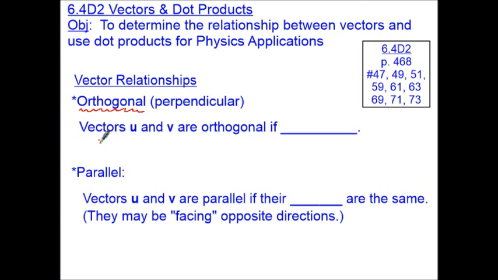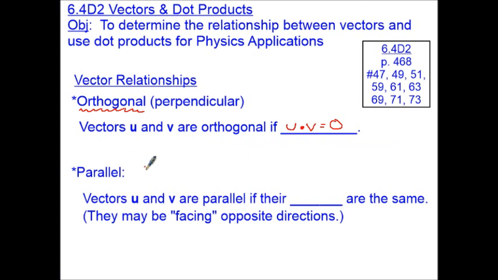Now, vectors u and v are going to be orthogonal, which again means perpendicular, if, and we're going to capitalize on our dot product, we take the dot product of u and v and we get 0. I'll demonstrate why that's true in an example real soon.